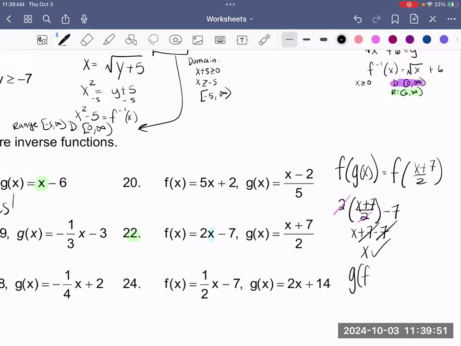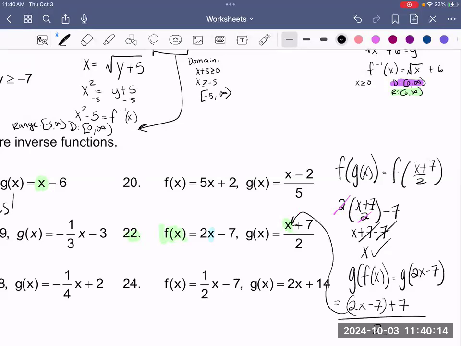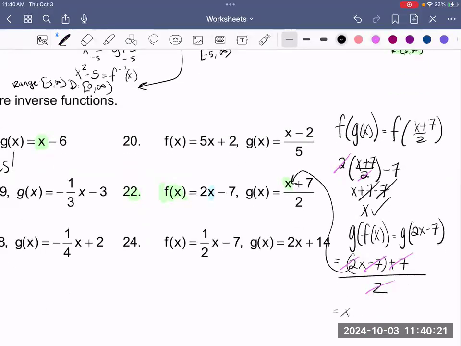We do the same, but with your g and your f. So anywhere there is an x, we're going to replace it with f of x. So it says 2x minus 7 plus 7 all over 2. Again, this is where your x was. This allows us to cancel out the 7, cancel out the 2, and we're left with x. So again, these two are inverses of one another.